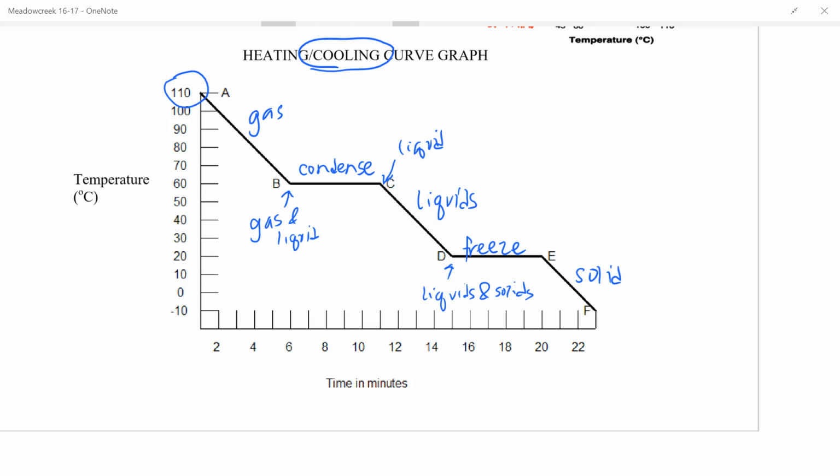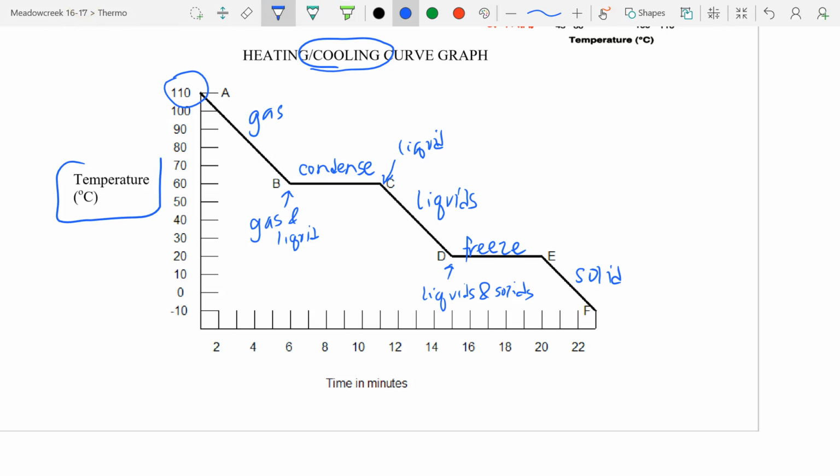Now in a heating and cooling curve, your temperature is on the x-axis, or excuse me, on the y-axis, and your time in minutes is on the x-axis. Sometimes you might see this as energy in joules on the x-axis. And you need to be able to correctly draw and label this type of graph.